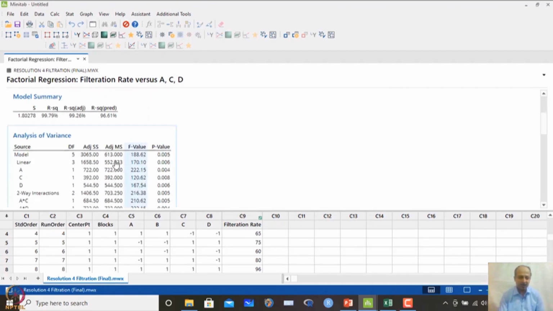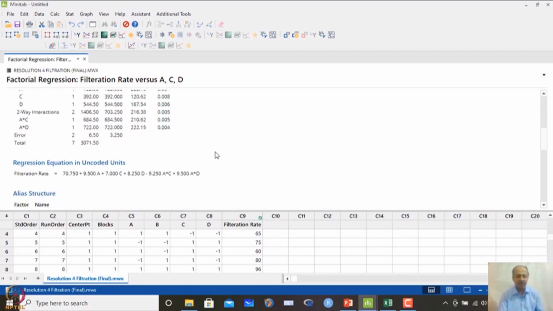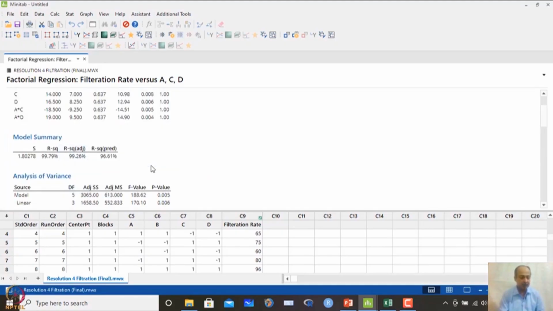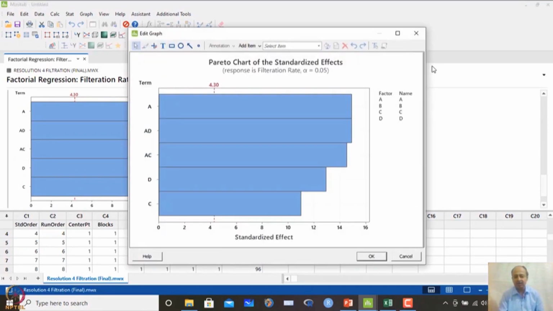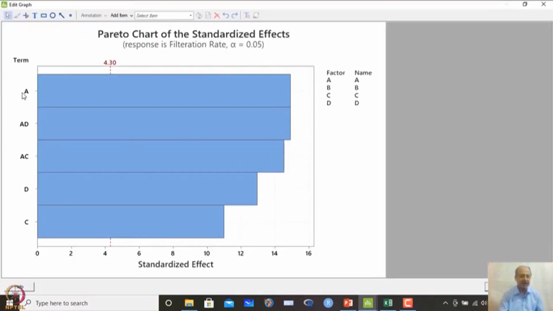In this case the model explains an R square value of around 99.26, that is very good. That means even if we ignored all other terms like second order, third order, all other higher order interactions, I am getting a model which has a predictivity of around 99.26. So, you see the factors which are important over here: only main effects A, D and C, and AD interaction and AC are important; others are ignored over here.